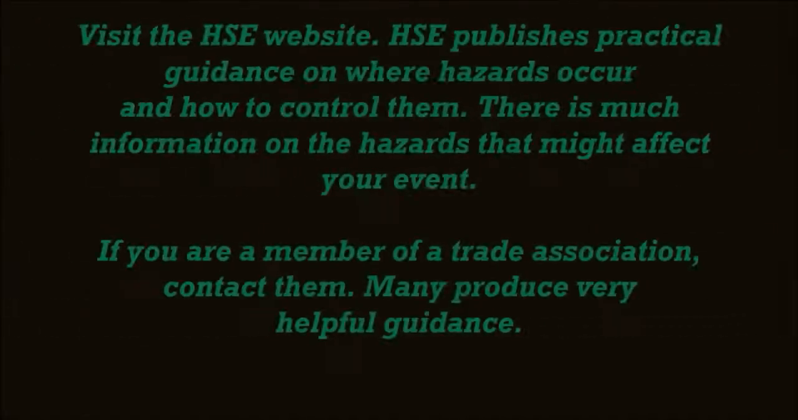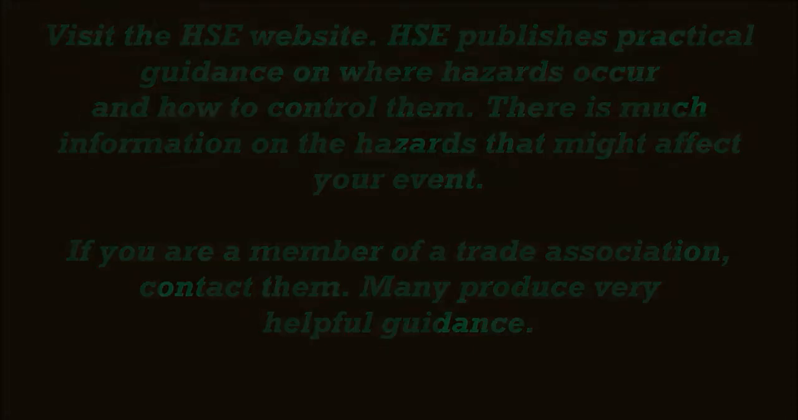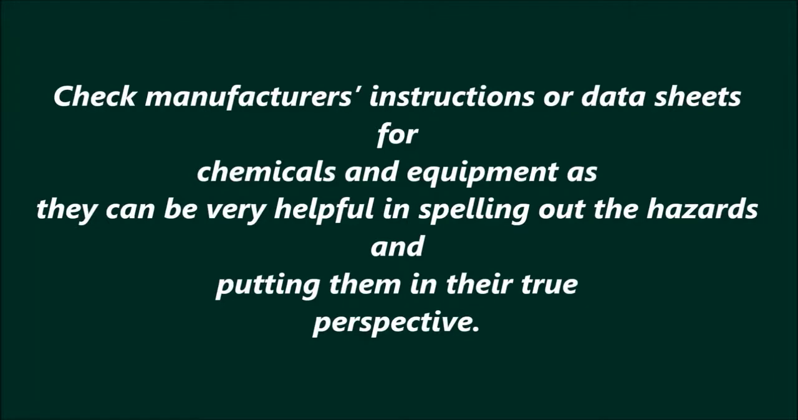Visit the HSE website. HSE publishes practical guidance on where hazards occur and how to control them. There is much information on the hazards that might affect your event. If you are a member of a trade association, contact them. Many produce very helpful guidance. Check manufacturers' instructions or data sheets for chemicals and equipment, as they can be very helpful in spelling out the hazards and putting them in their true perspective.